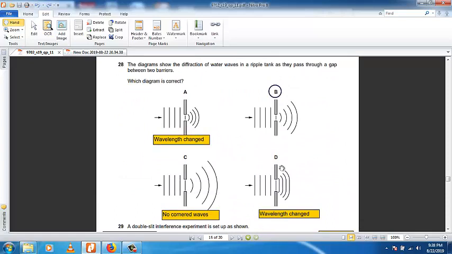Question number 28. The diagram shows the diffraction of water waves in a ripple tank passing through a gap between two barriers. Which diagram is correct? In part A, we can see that the wavelength before is more and the wavelength after is decreased, so it's not the possible answer. Part B, the wavelength before and after are the same, and it shows the appropriate diffraction. So B is the correct answer. In C, the gap is large, so there must be curved waves, but there are no curved waves, so it's not the answer. In D also, the wavelength is changing.